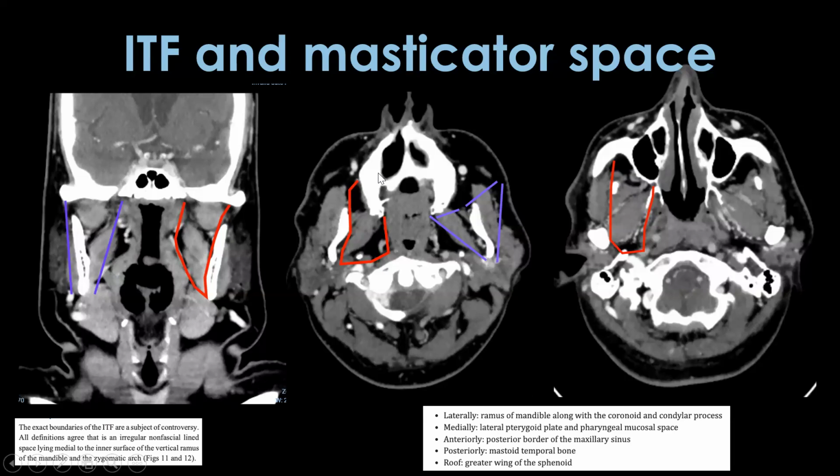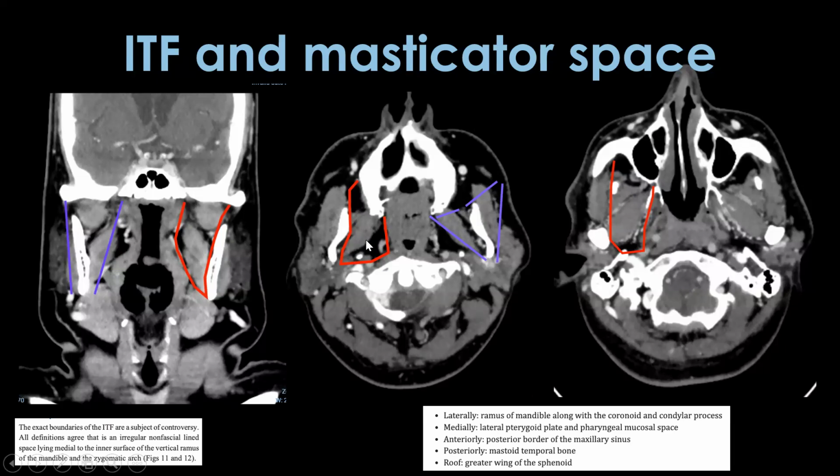On axial, we can see the extent of the infratemporal fossa. Again, the masticator space is purely the masticator muscles, medial pterygoid, ramus of the mandible, masseter. The infratemporal fossa anteriorly extends from the posterior part of the maxillary sinus. So this fat-containing area is the retroantral fat, which also is a part of the infratemporal fossa, but it is not a part of the masticator space.